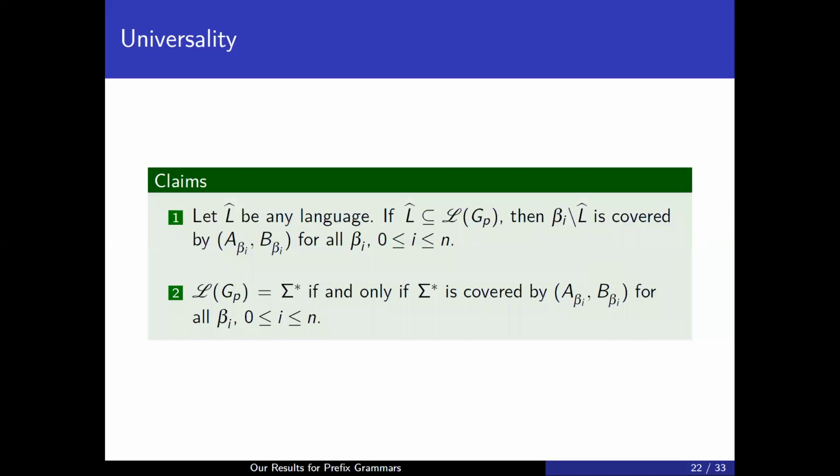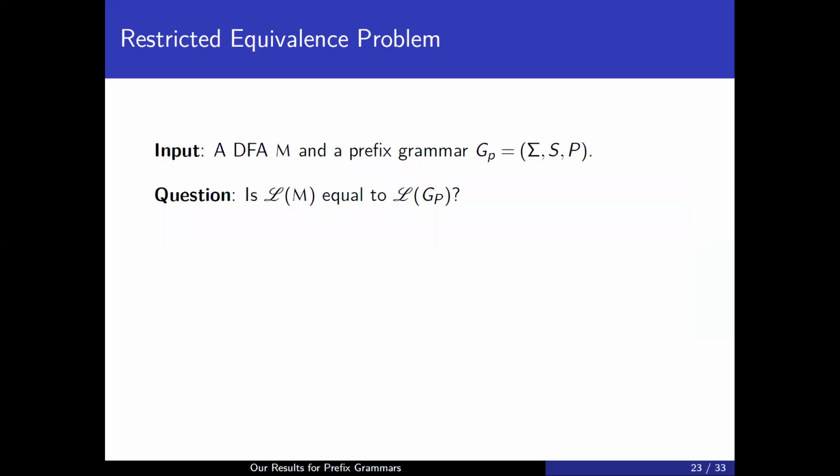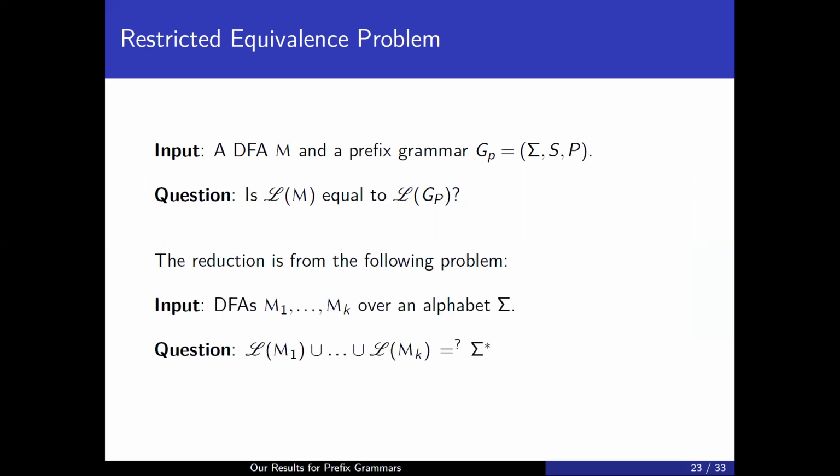Up next, we'll be looking at the restricted equivalence problem. Here, our input is a DFA and a prefix grammar, and our question is, are the languages of the two the same? Unfortunately, because we can reduce the problem from this problem, we will not have polynomial time anymore. We can ask the same question if we have a set of DFAs. Can we check if the union of those machines' languages is sigma star?